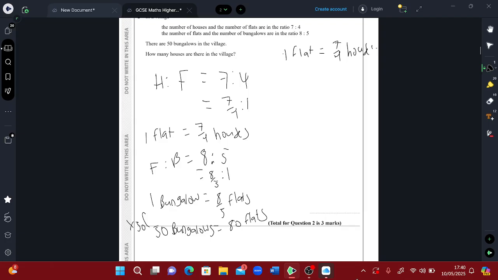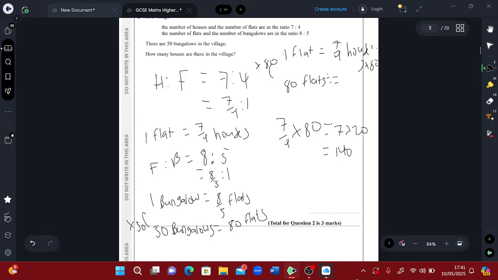So therefore, to get to 80 flats, we're going to need to times by what? We're going to need times by 80, yes. Which is 7 over 4 times by 80. Again, look for cancellations here. We know that 4 goes into 80 20 times. So that means you'll be left with 7 times 20. And then that's the same as 7 times 2 times 10. So that's 140. So that should be 140 houses, right?